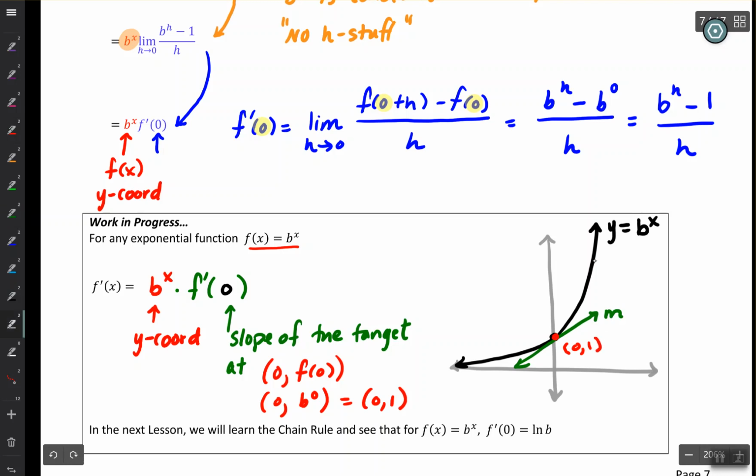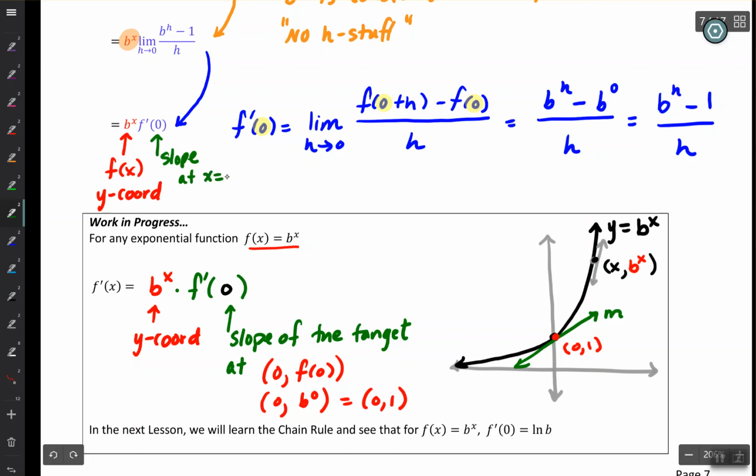So if I'm out here, for example, and I want to know what the slope of the tangent line is out here, all that I'm going to need is to take the y coordinate for that point, x comma the y coordinate, b to the x. I'm going to take that y coordinate and multiply it by the slope at that particular point. Yeah, because that's what we got. We got our y coordinate times the slope of that tangent line at that point.